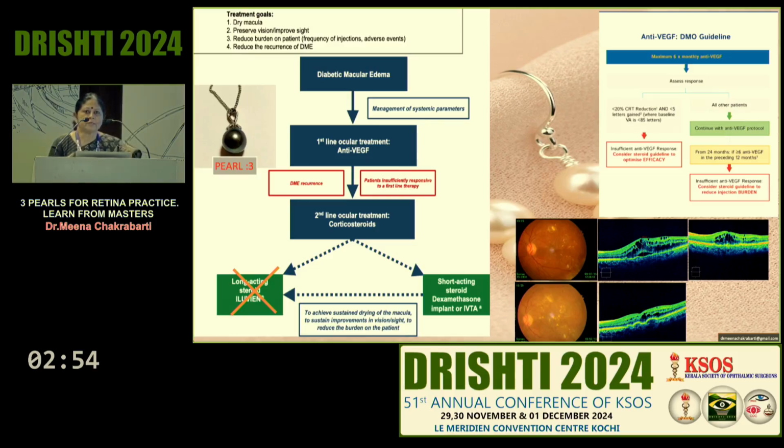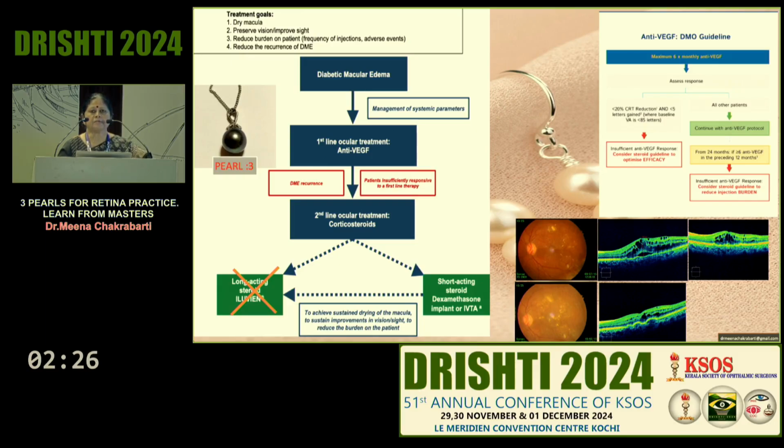Pearl number 3 is a choice of intravitreal injection. The protocol that I follow is that I start with an anti-VEGF, check the patient's response every 4 weekly. I expect a 20% reduction in the central retinal thickness and at least a 5-line improvement in vision before I call my patient a responder. I follow up the patient every 4 weekly.